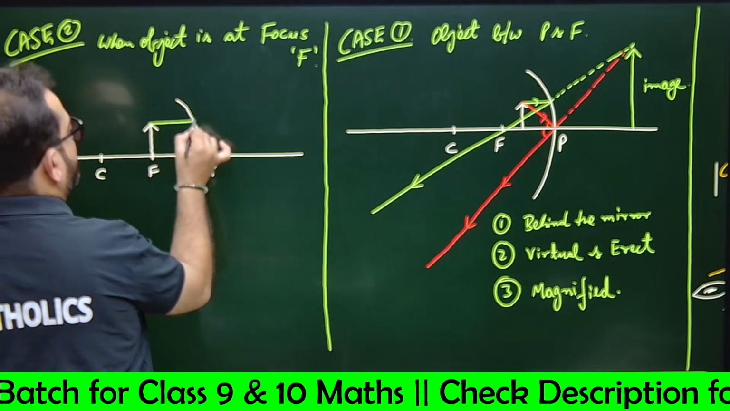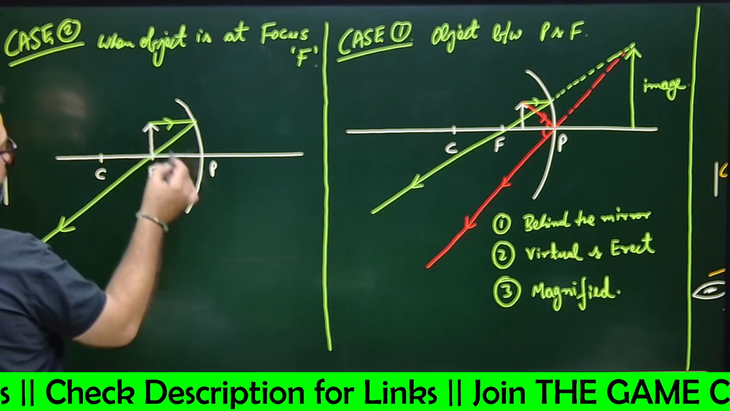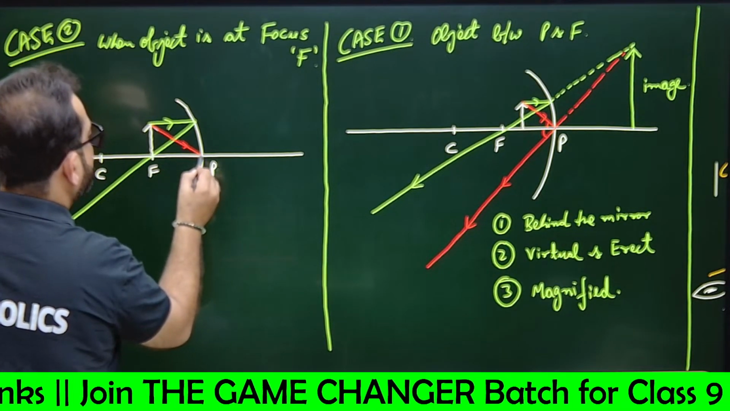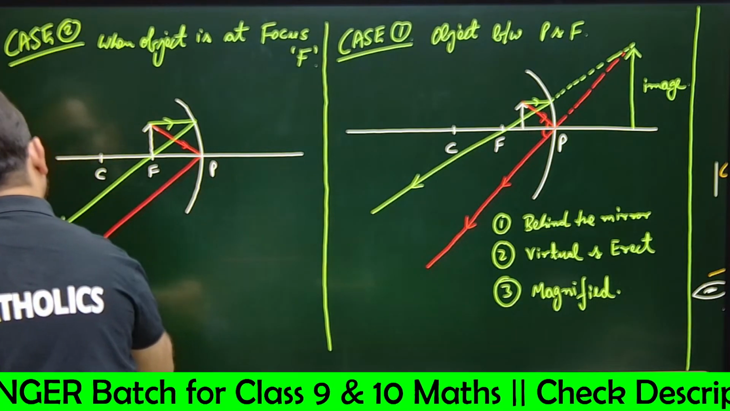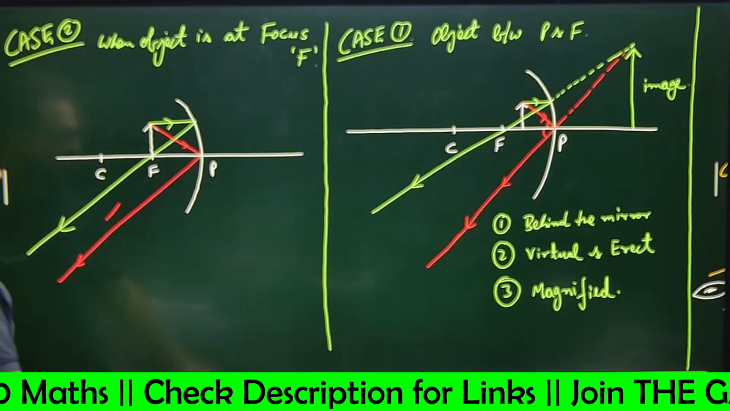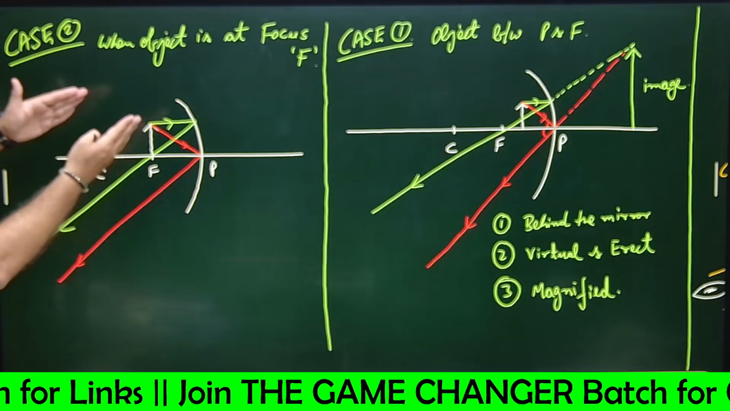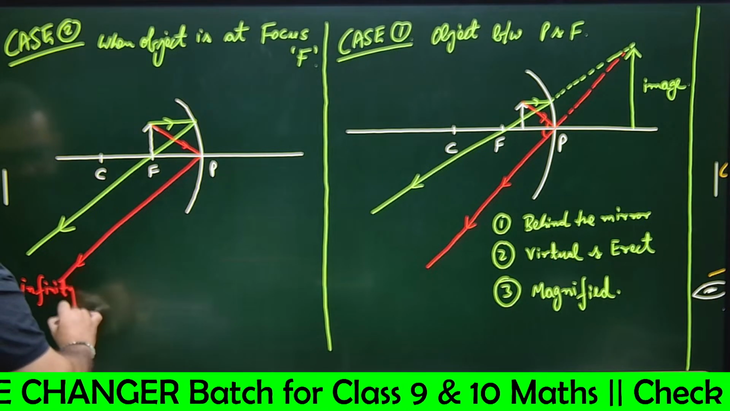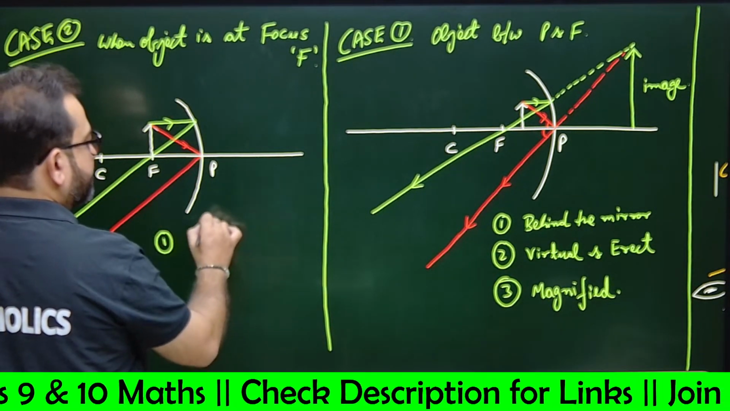So the ray of light will go parallel. It will pass through the focus, or it will go to the pole, and it will go like this. So can you see these rays are parallel? So where will the image be formed? The parallel rays will intersect at infinity. So we'll say image formed is at infinity.